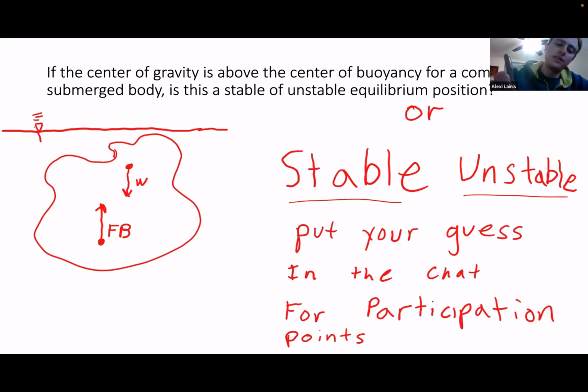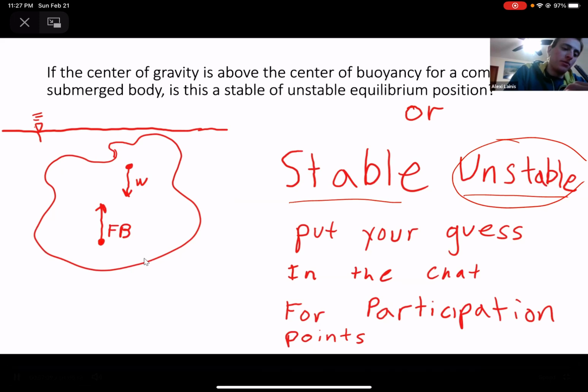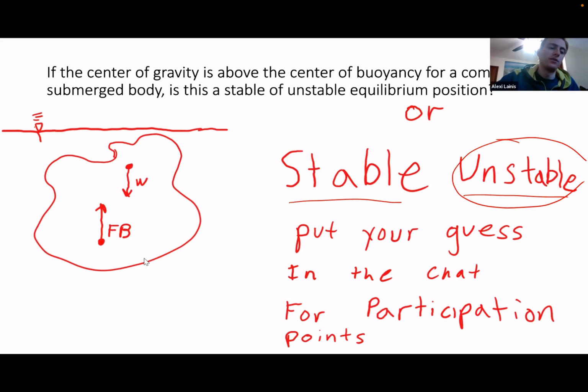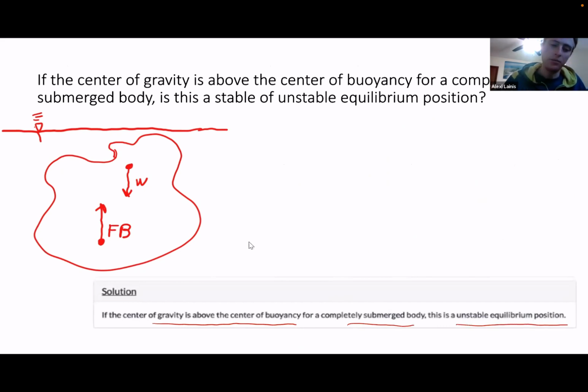This is unstable because, again, I think if we did the sum of moments, we could do it at either point. But if we do the sum of moments here, the only force we're going to have is this force going down. It's going to be pushing it around so that it basically spins in the water, so that it wants the weight to be acting below the force of the buoyancy when it's underwater. So we can go here, the solution. The center of gravity is above the center of buoyancy for a completely submerged body. This is an unstable equilibrium position.